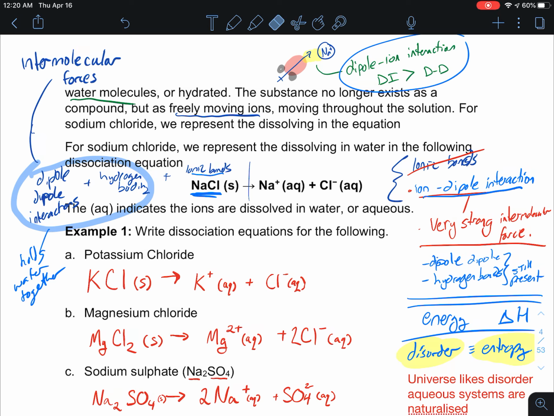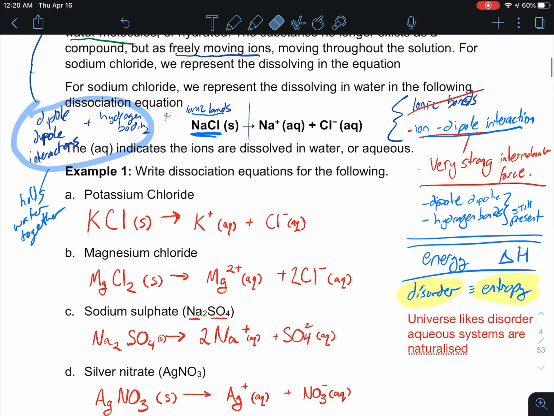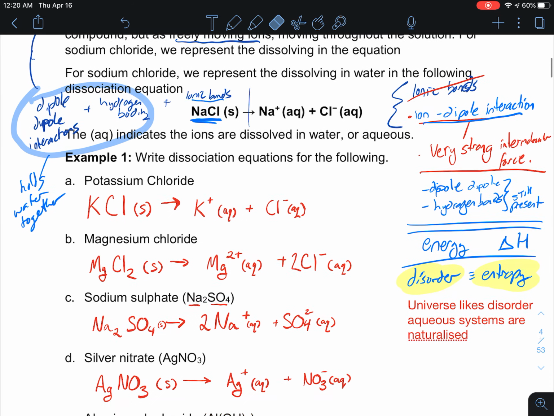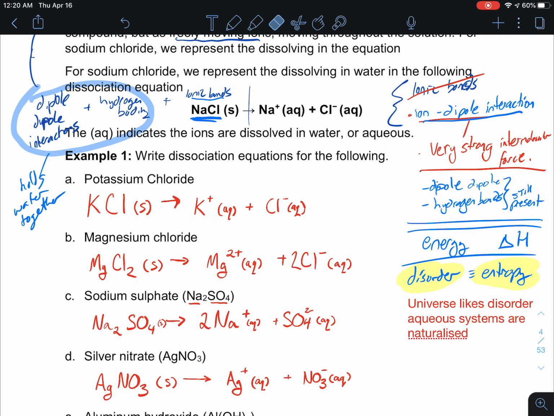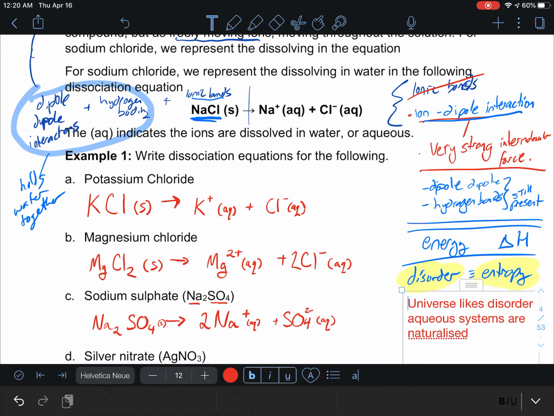So you do have a change in energy, and you also have a change in entropy. The universe likes disorder, so the aqueous systems are naturally disordered, compared to the order in solids.